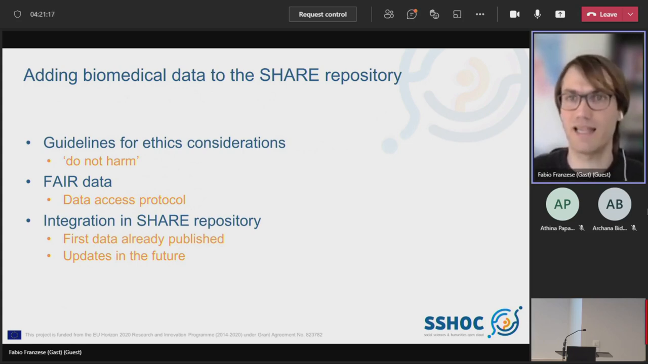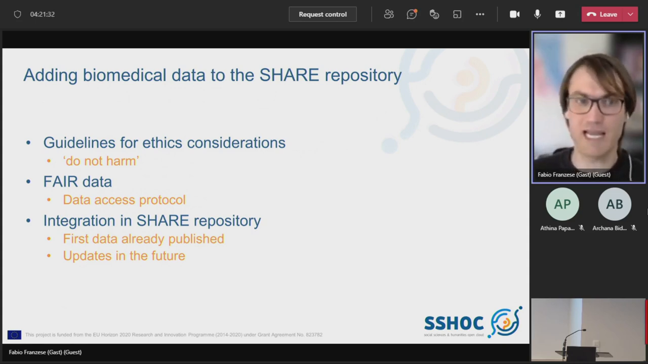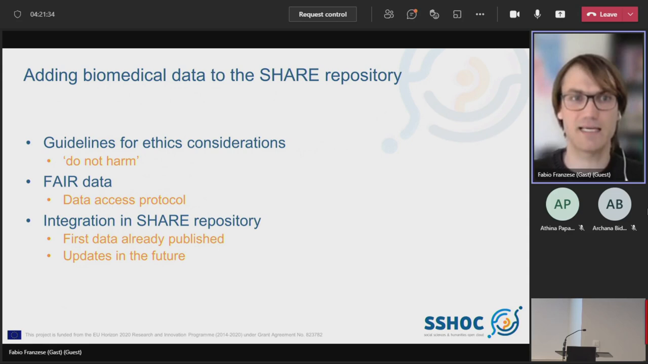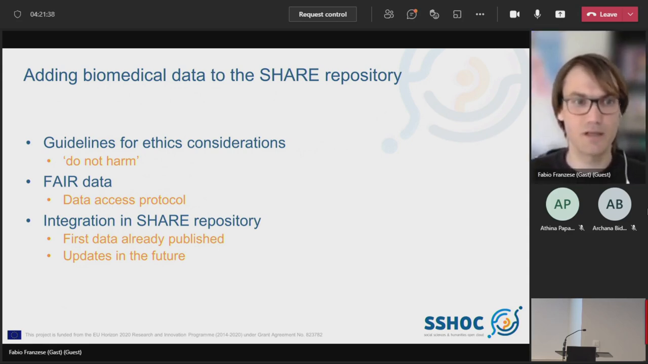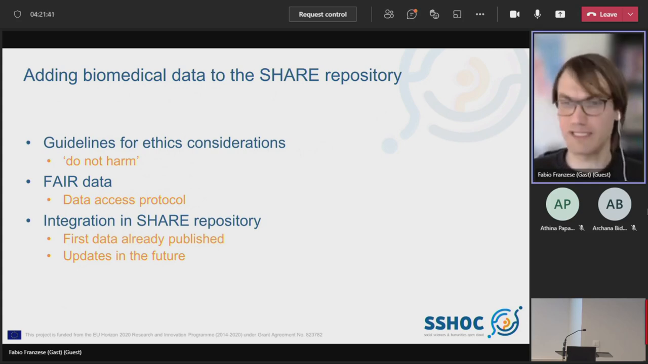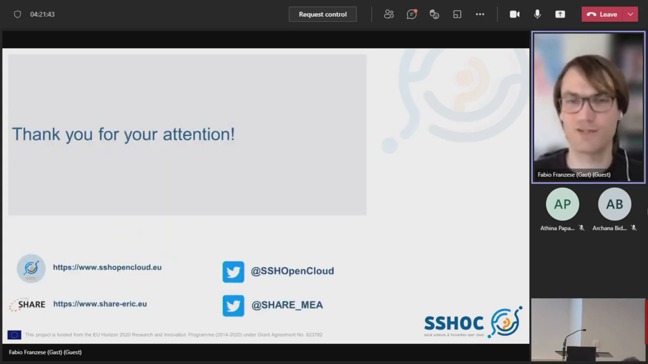Of course, there were a lot of other different issues from beginning to end when you are planning and collecting these biomedical data. There's a lot to consider, but here in the work package for the access to data, we had a look at these points, and yeah, that's from my side. Thank you for your attention.